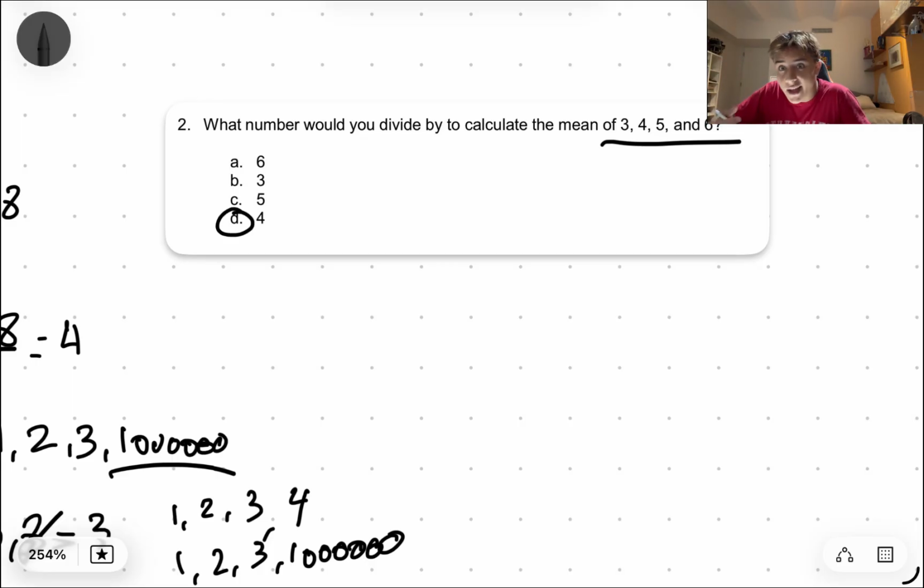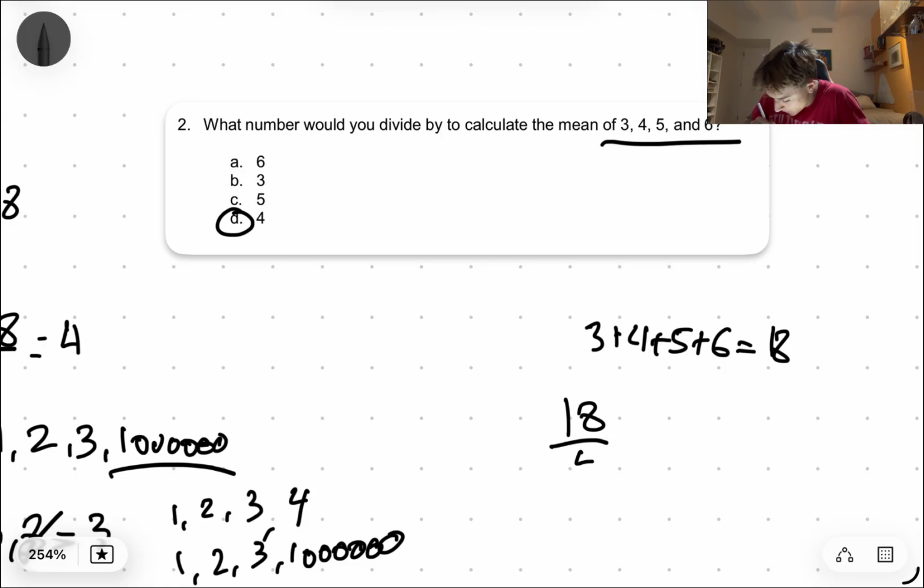If you wanted to actually calculate the mean, it would be 4.5, because 3 plus 4 plus 5 plus 6 equals 18. 18 over 4 is equal to 4.5. So yeah.